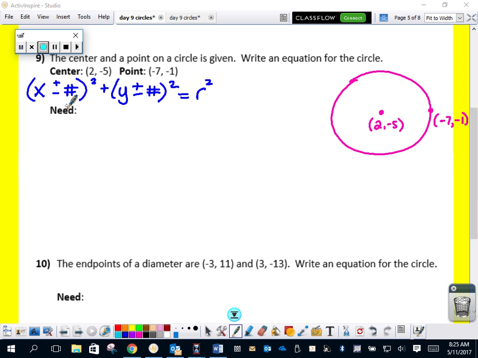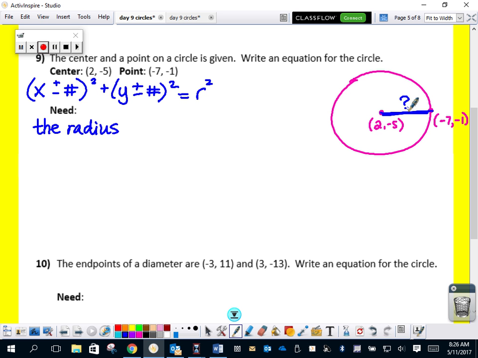X plus or minus something squared plus y plus or minus something squared equals r squared. So here's my center, and here's a point on the circle. So in the equation of the circle, you need the center. Do we have the center? You need the radius. Do we have the radius? No. So we need the radius. Okay? But they gave us the center, and they gave us a point on the circle. So if we found this right here, we could find the radius.